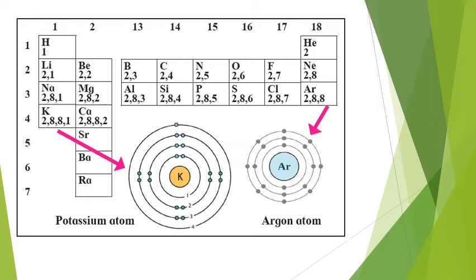So this is the concept of electronic configuration, or you may call it the relationship between the electronic configuration and the modern periodic table. Understood?